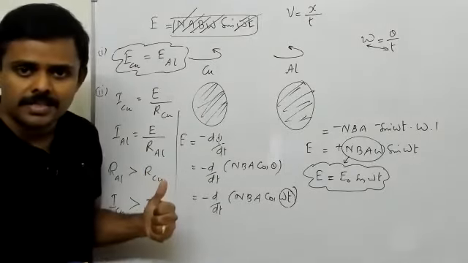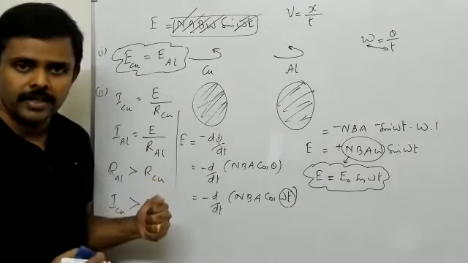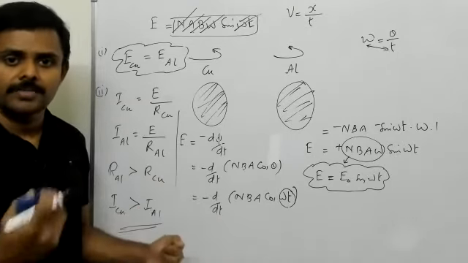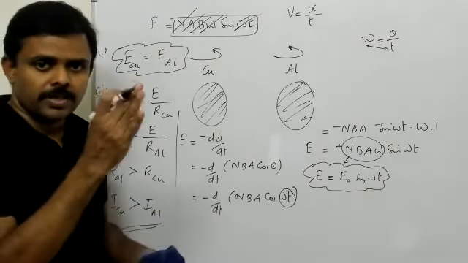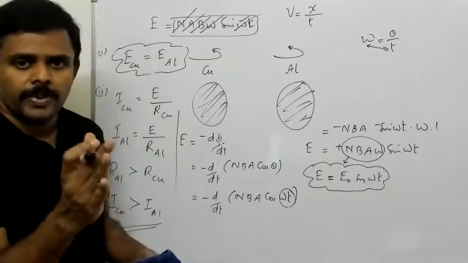Who has the greatest resistance? Least resistance? Gold. Then comes silver. Then comes copper. Then comes aluminum. Okay. See the sequence? Gold, silver, copper, and then aluminum.